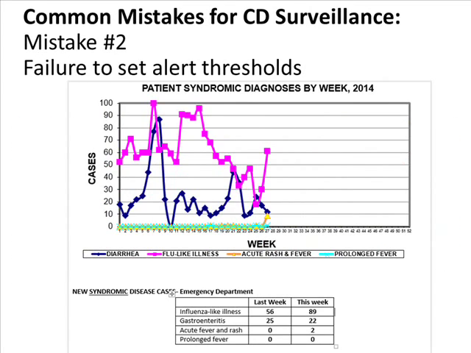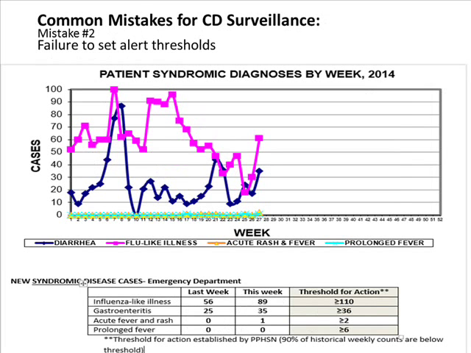Slide 28. What's wrong with this syndromic surveillance report? No specified alert thresholds. You need these to trigger action. Slide 29. If you set alert thresholds, you can take decisions. PHSN established a threshold for action. Keep in mind that 90% of historical weekly counts are below threshold.